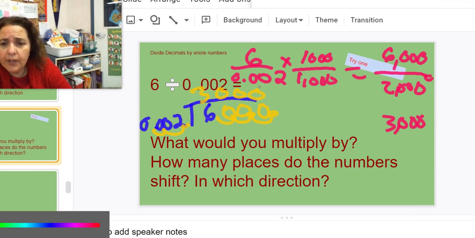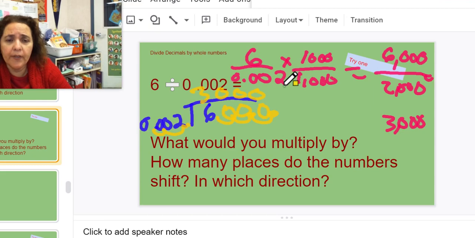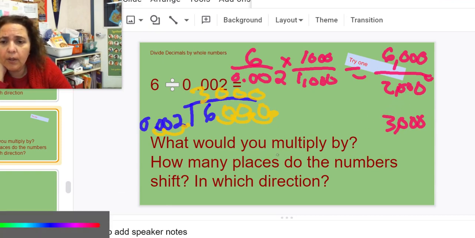Okay, so I solved it both ways. I did 6 over 2 thousandths. So this is thousandths. I had to multiply the top and bottom by 1,000. 6 times 1,000 is 6,000. 2 thousandths times 1,000 equals 2. Oh, I did that wrong. Okay, sorry about that.